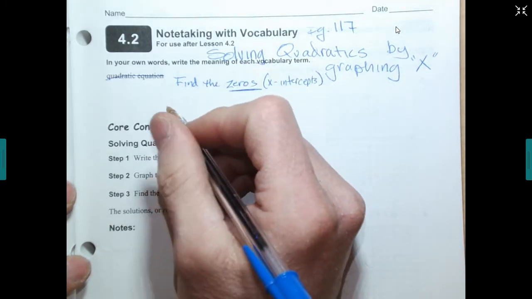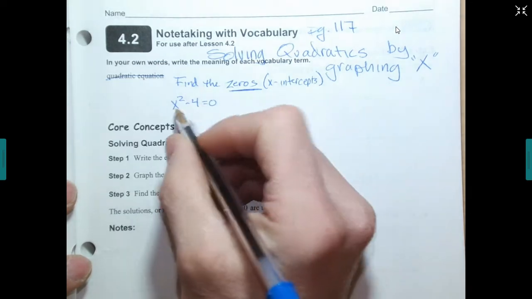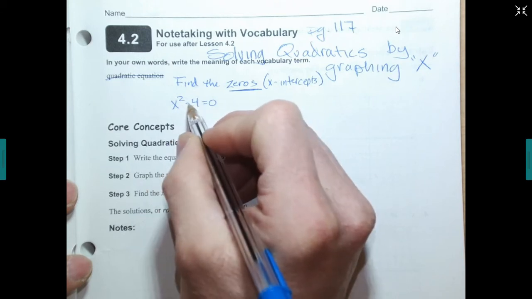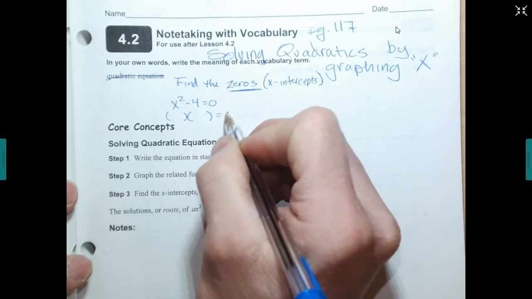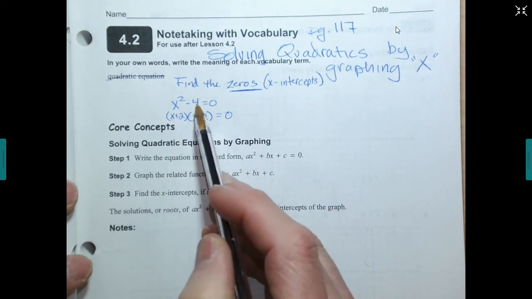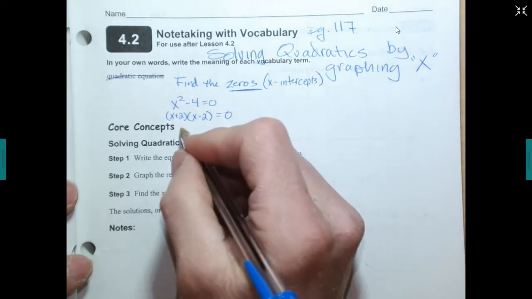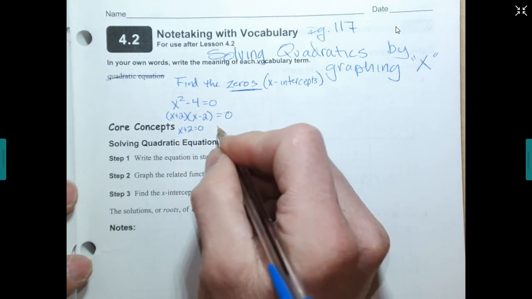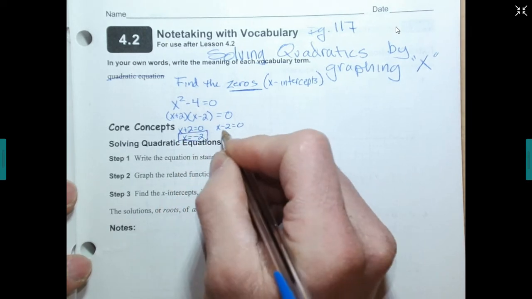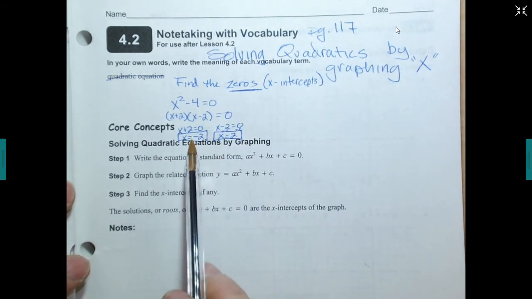If you had something like x squared minus 4 equals 0, the way you could find your zeros is, there are two perfect squares that are subtracted. So I have x plus 2 and x minus 2. The square root of x squared is x times x, and the square root of 4 is 2 times 2. So I now have x plus 2 equals 0 and x minus 2 equals 0. So x equals negative 2, and if I add 2, x equals positive 2. So there are my zeros, negative 2 and 2.